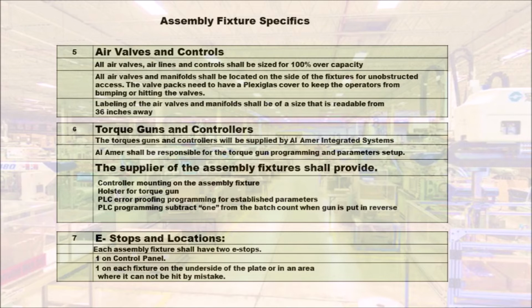E-stops and locations. Each assembly fixture shall have 2 E-stops. 1 on control panel. 1 on each fixture on the underside of the plate or in an area where it cannot be hit by mistake.